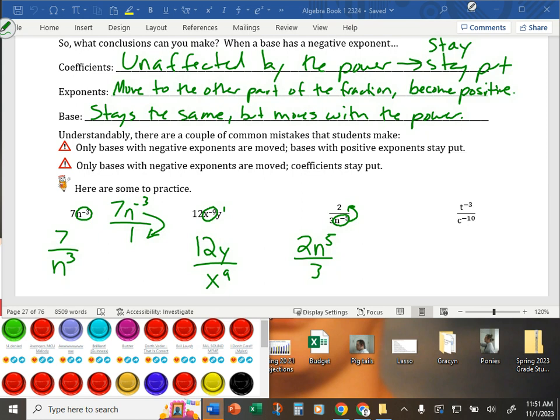Okay. Then that last one, it's got 2 negative powers there, which means we have to move 2 things. T to the negative 3rd, it's in the wrong part. It's in the top, well, we'll move it down. C to the negative 10th, it's in the wrong part, we'll move that up. It is flip-flop. Right? C to the positive 10th is now in the numerator. Remember, the base goes with it. The base doesn't change. It's still C, but it goes with it. And then T to the positive 3rd is now in the denominator.